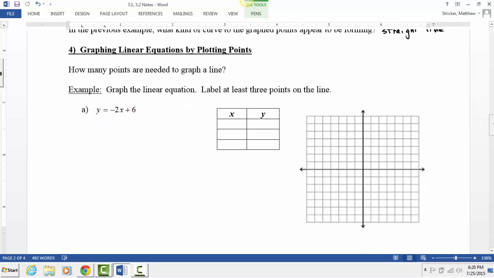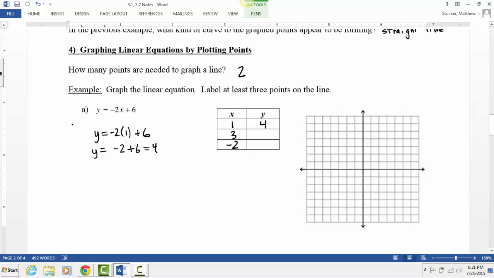So how many points are needed to graph a line? Well, we really just need 2 points. The third point is kind of like a check. So you can pick any values you want. You could pick 1, 3, -2, anything you want. If I plug in 1, this is going to be y equals -2 times 1 plus 6. -2 times 1 is -2. -2 plus 6 equals 4.